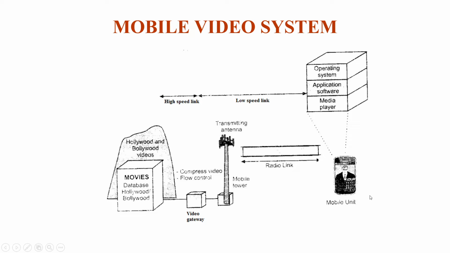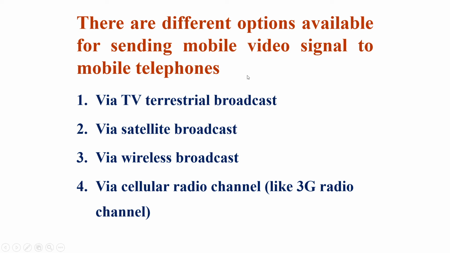Your mobile unit must have a media player, an application software, and an operating system which supports this particular video. These are the minimal requirements for a mobile video system. There are different options for sending mobile video signals to mobile telephones: you can transmit with a TV terrestrial broadcast, satellite broadcast, wireless broadcast, and the fourth option is cellular radio channels like 3G radio channels.